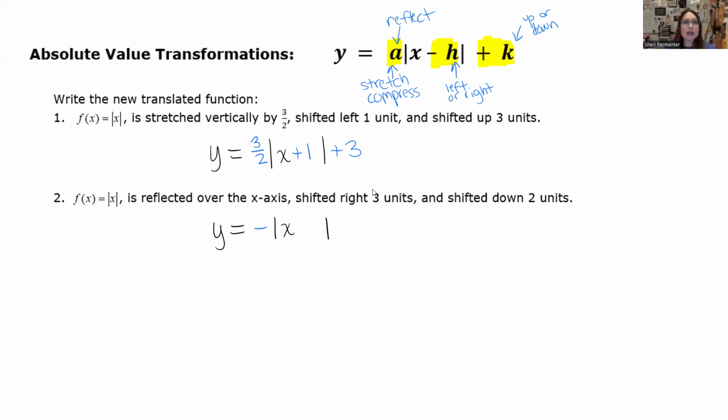Right 3, is that A, H, or K? H. And to move it right, I need to have a negative. I need to have it opposite. And then down 2, is that A, H, or K? K. Down, what do I need to put to say down 2? Negative 2. That is how you're going to do questions 5 and 6 on your homework.